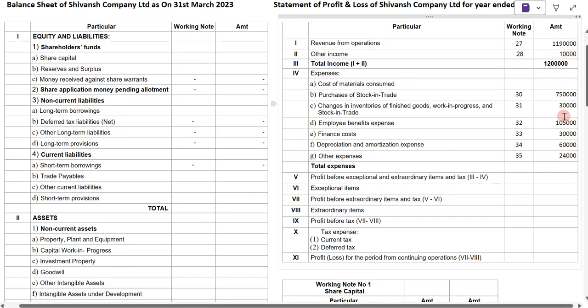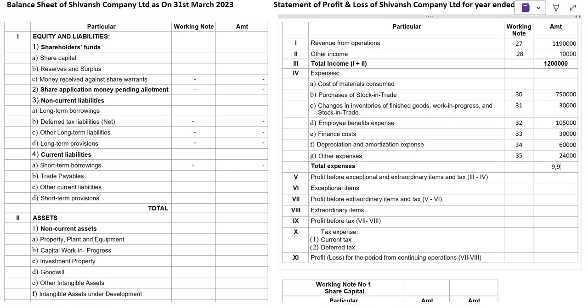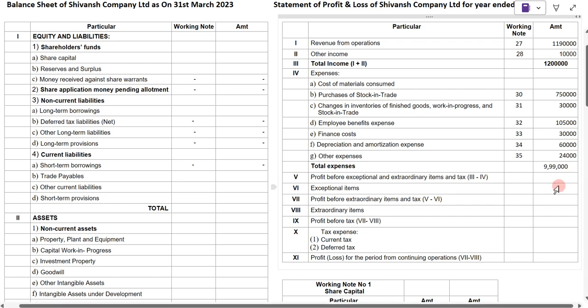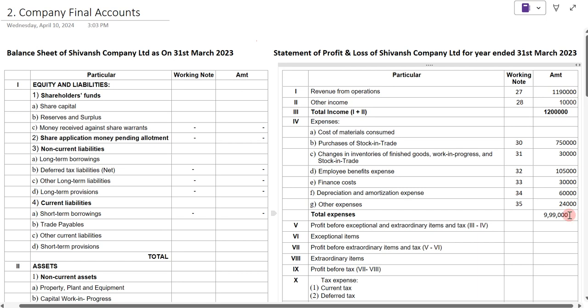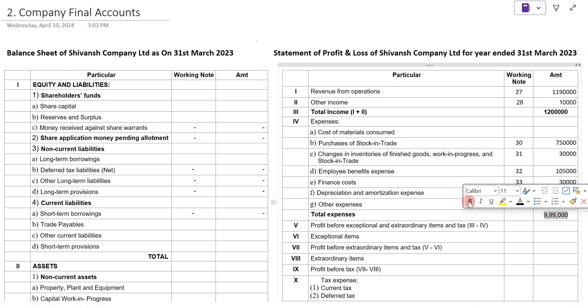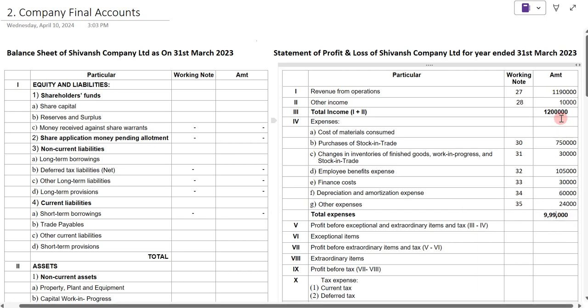Okay, now add all these expenses and write in the total expenses. The total will come 9,99,000. Okay, now you can observe that total expenses are less than total income. That means we have earned the profit. Income is more and expenses is less. So difference of income minus expenses is 2,01,000.